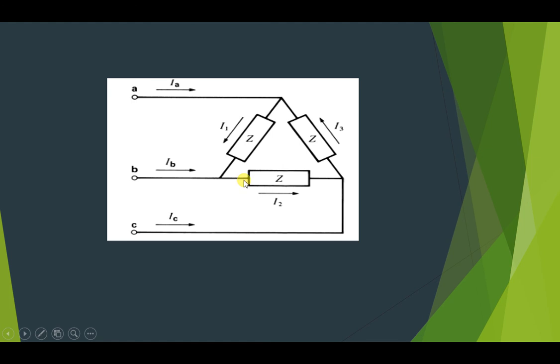We also studied the phase and line current relations and the phase and line voltage relations in delta and star in our last lecture. So go through it and remind yourself.